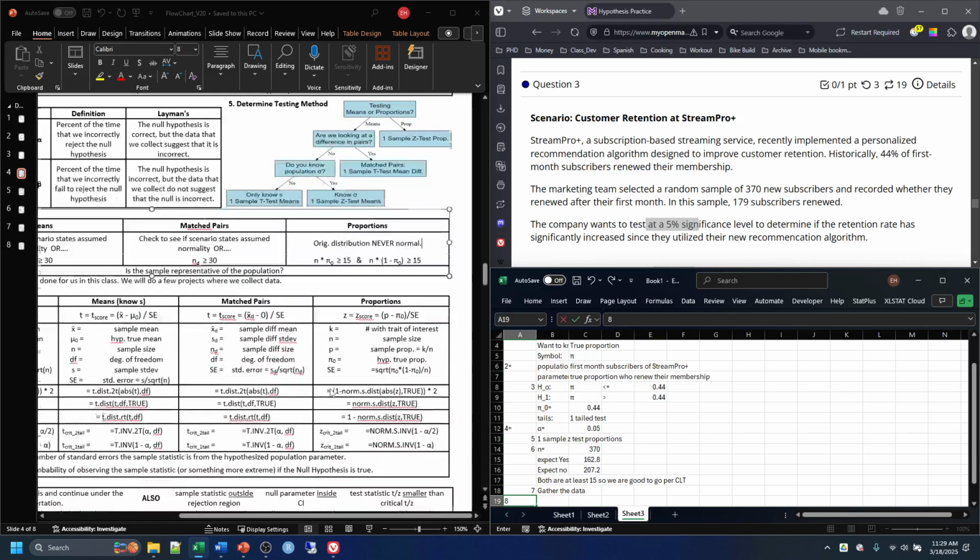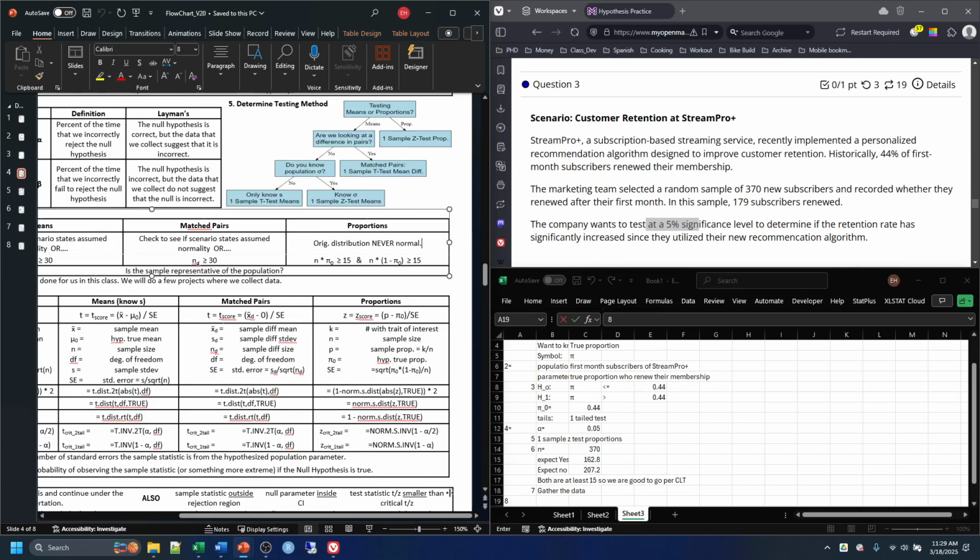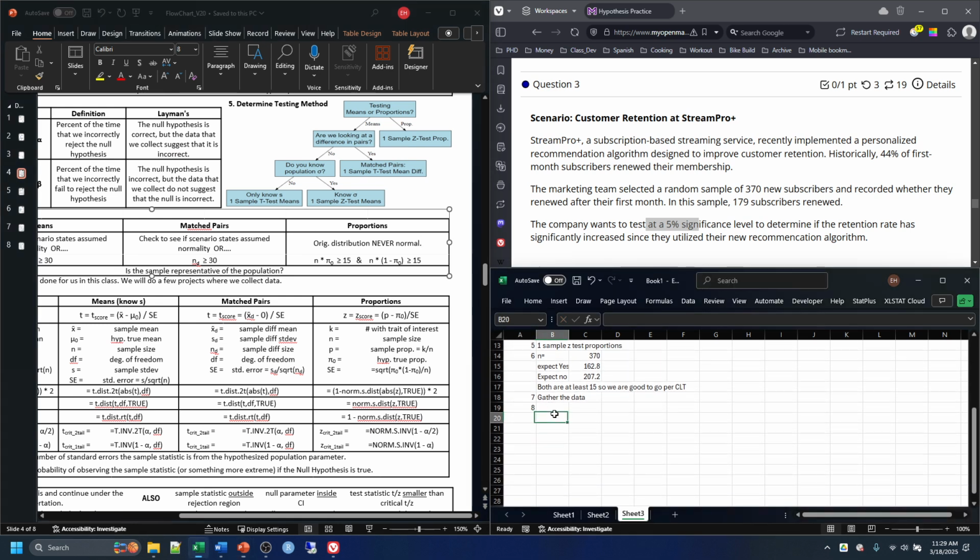Step 8, let me scroll over real quick. Step 8 is our test statistic, our p-value, and the z and t critical. Okay, so we need to go over to our proportions, and let's gather everything that we need. We'll just start off with k equals, n equals.